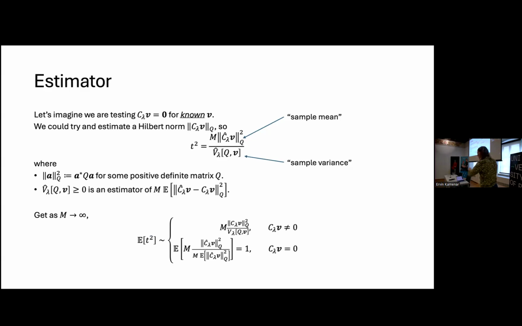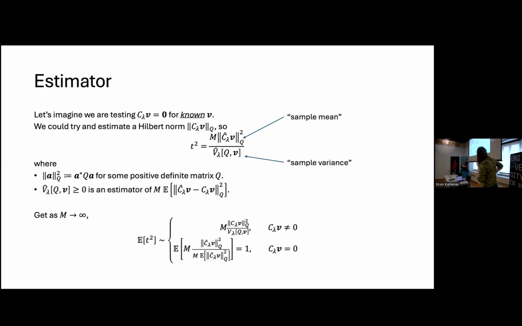This is something we can get from our data, and this is an estimator of C lambda of V. So if this guy is 0, then this guy should be small. So I'm going to take the norm of C lambda of V to get myself back into scalar world, and I'm going to divide by something that looks like a sample variance of this guy.